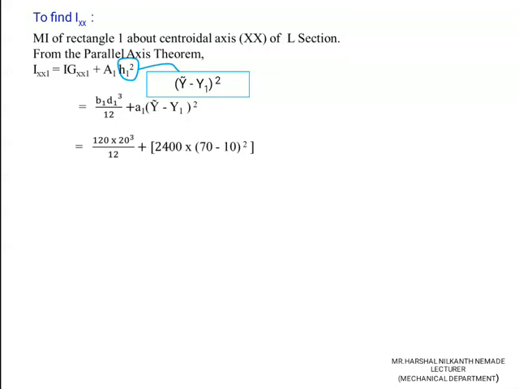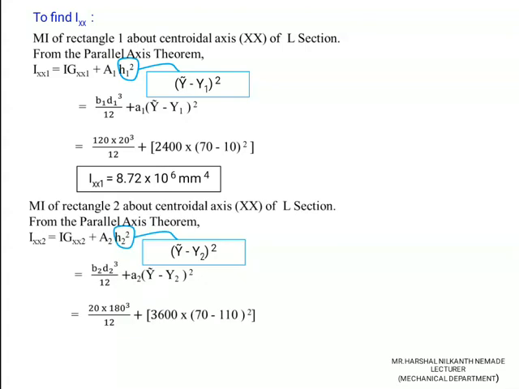Moment of inertia of rectangle 1 about the centroidal axis xx of the L section from the parallel axis theorem: Ixx1 is equal to Igxx1 plus a1 h1 square. So h1 square I will write as y bar minus y1 square. After putting all the values in the formula, I will get Ixx1 is equal to 8.72 multiplied by 10 raised to 6 mm raised to 4.